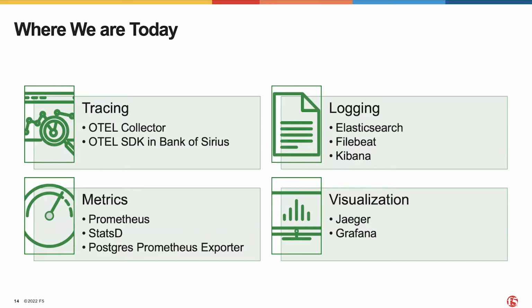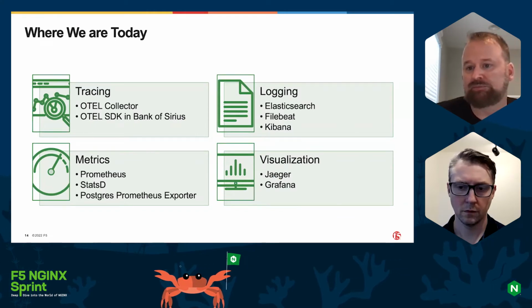So today, if you deploy MARA, the OpenTelemetry you get is confined to the OTel collector and the SDK that we're using in the Bank of Sirius for Java and Python to send traces out. Logging is the Elastic stack. Metrics are coming through Prometheus. And for visualization, we're using Jaeger to talk to the OpenTelemetry collector for tracing, and we're using Grafana to visualize everything else. Elijah, am I missing anything?